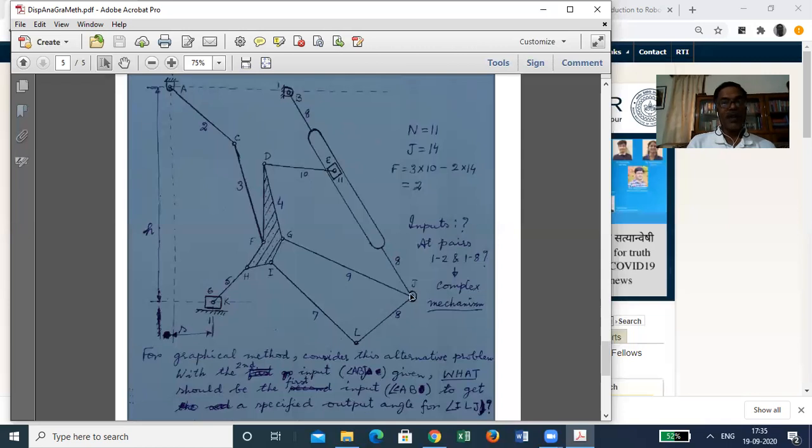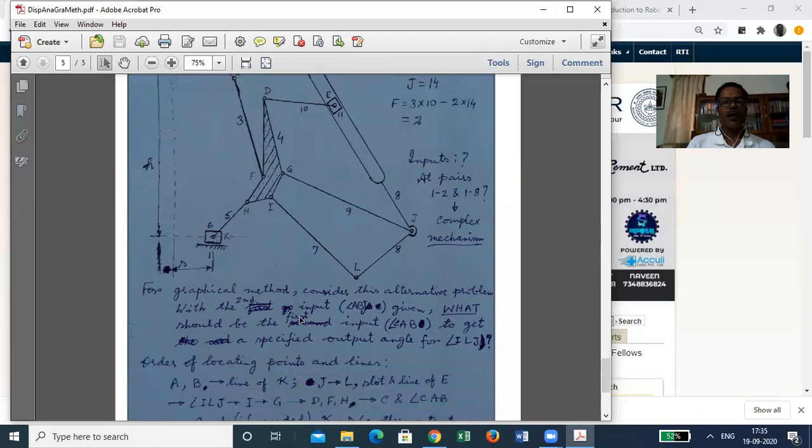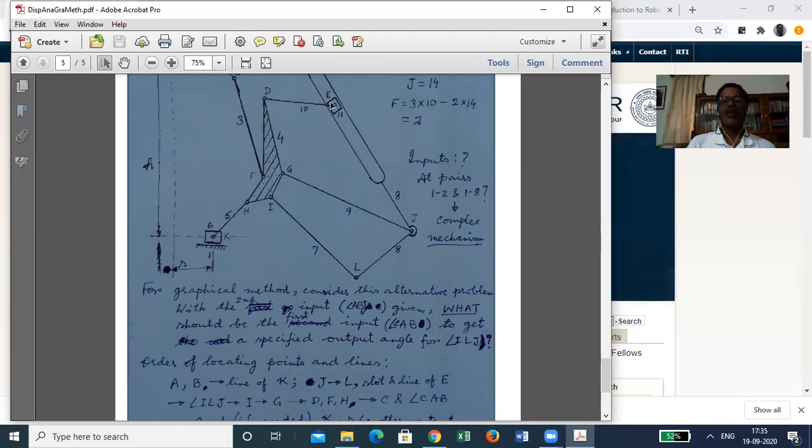After that, now you have got JL. Okay. So make this angle ILJ that is given as the value of the output angle. And through that, you determine I. Okay. So from J with the tracing sheet, you have captured L, and of course the slot and line of E, and then you make the angle ILJ, locate I.